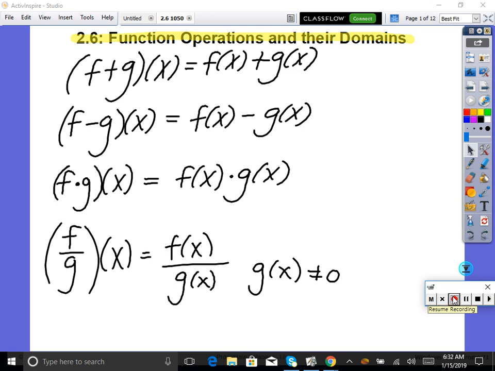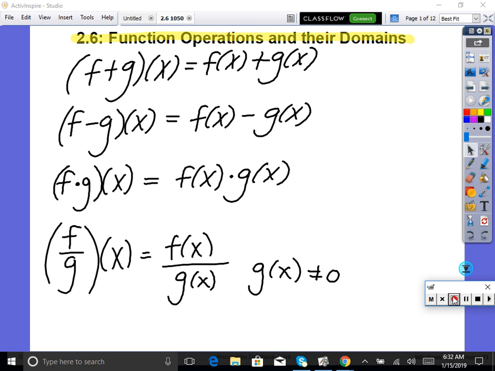We all know how function operations work. We obviously have done this in 1010. When we have f plus g of x, it just means take f of x, add it to g of x. We don't really have to be careful with the addition one. F minus g of x is f of x minus g of x. You do have to remember to distribute the negative to all of g of x. That's one of the things that gets messed up on.